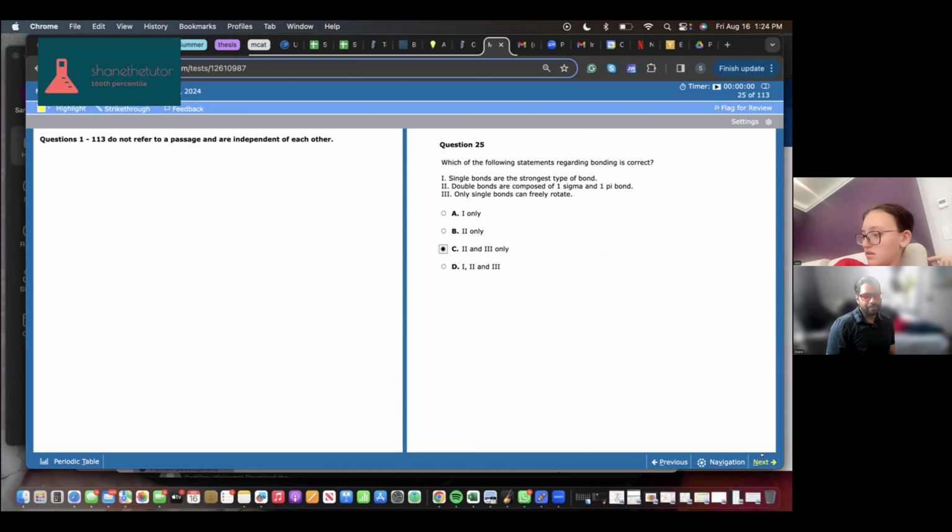So a single bond will just be a sigma. A double bond, one sigma, one pi. A triple bond, one sigma, two pi.